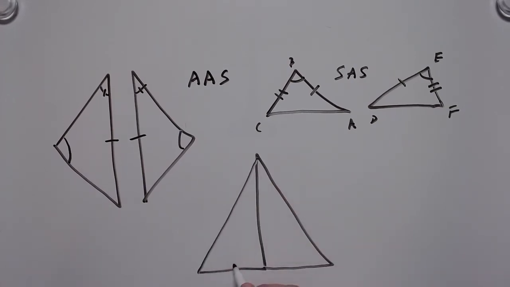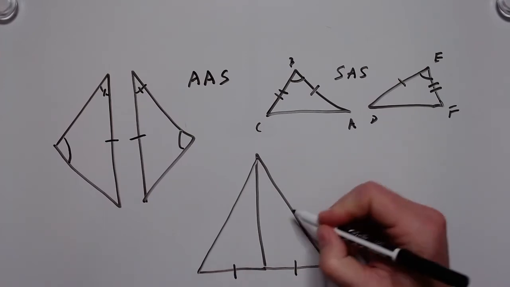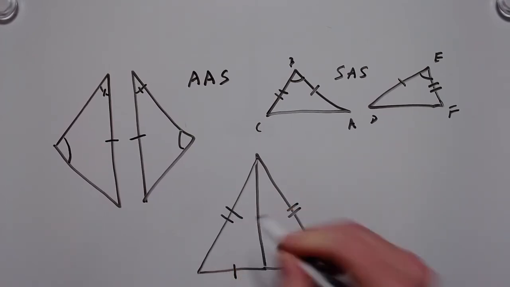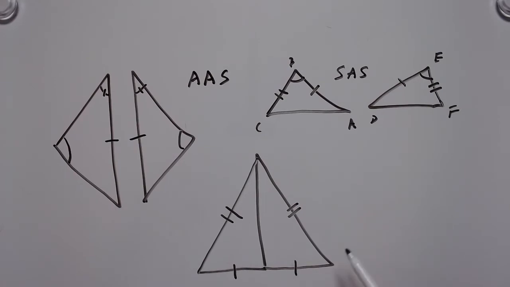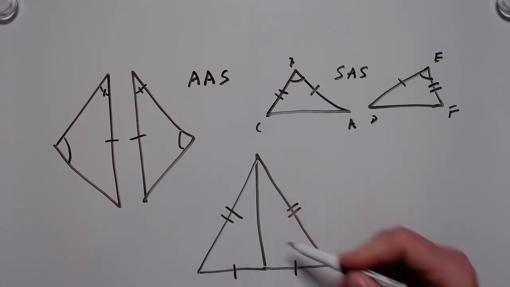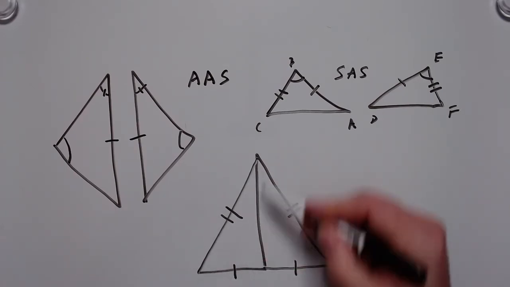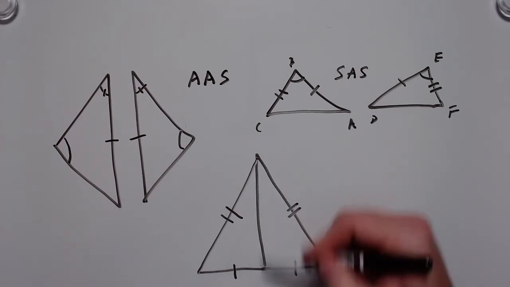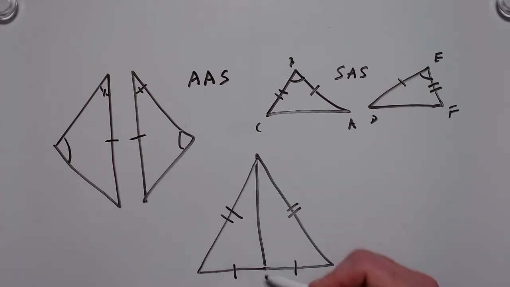So I'm going to say that this is congruent to this, and this is congruent to this, and that's it. Are these triangles congruent? Well, it's a little bit tricky because this side of this triangle is the same as this side of this triangle. So they share a side.